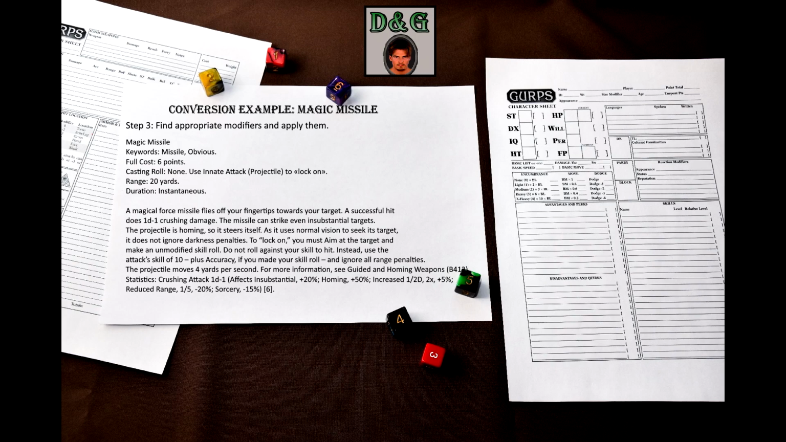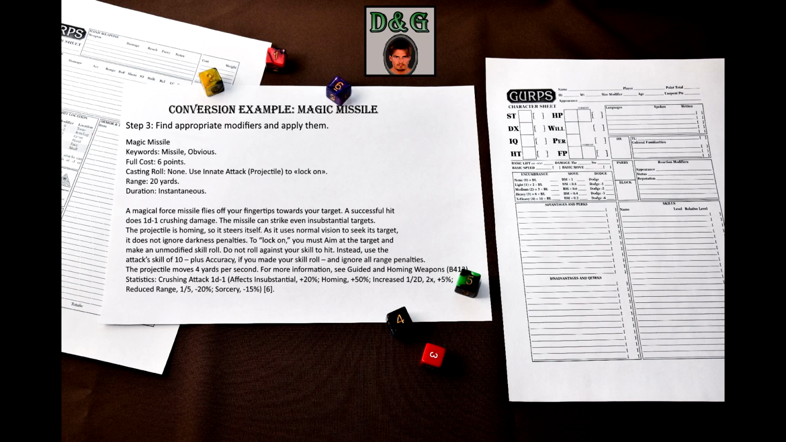In our example, we have sorcery minus 15% as the power modifier, homing plus 50% to make it home in on the target, effects insubstantial plus 20% to represent force damage. Now let's consider the medium range. 100 feet is roughly equivalent to 33 yards. Range reduction is not very granular in GURPS, so the closest value we can get is 20 yards by applying reduced range 1/5 minus 20%.